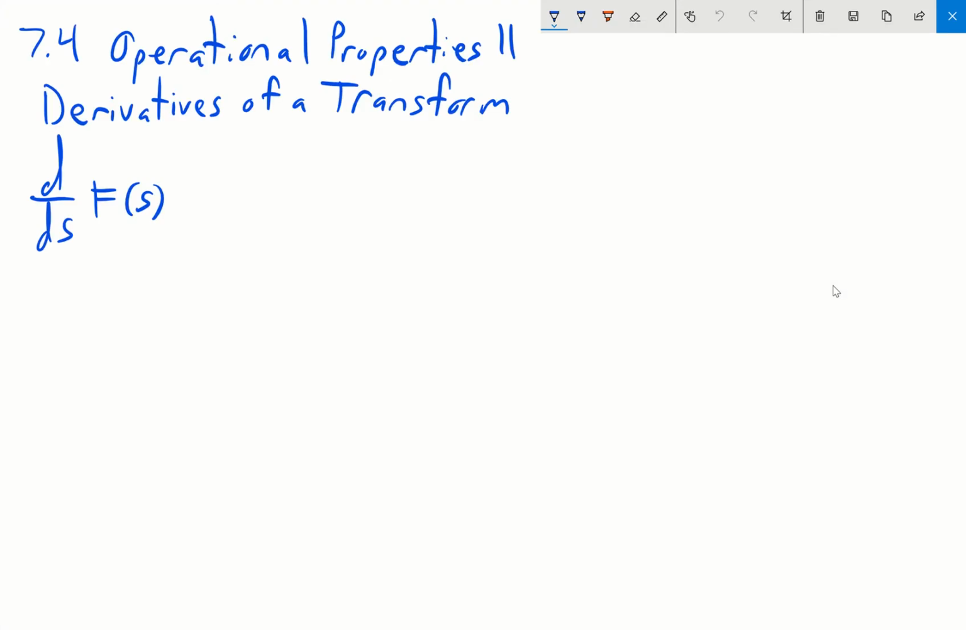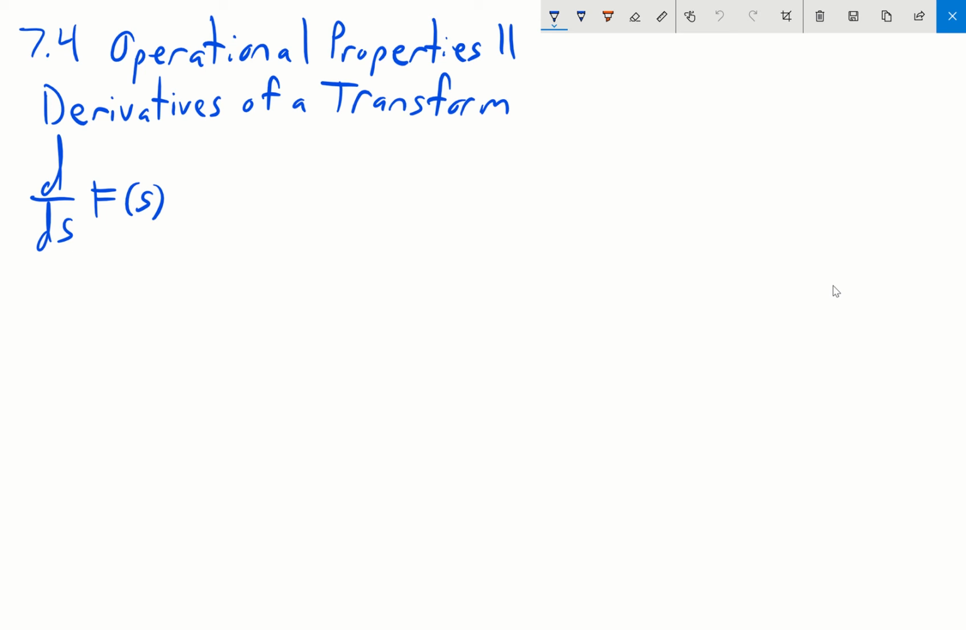We will now take a look at section 7.4, which is entitled Operational Properties 2, and we're going to begin by looking at derivatives of a transform. Let's suppose we have the Laplace transform of some function little f of t, which we call capital F of s. We know that this Laplace transform is a function of s, a single variable, and therefore if we wanted to, we could calculate its derivative.